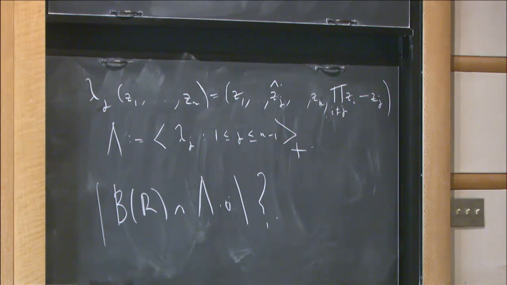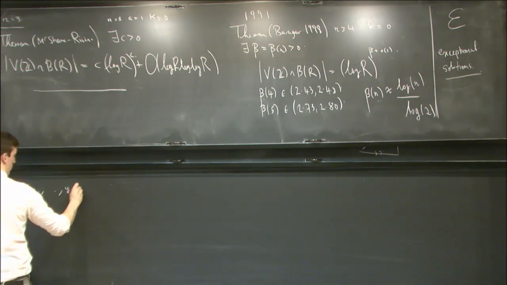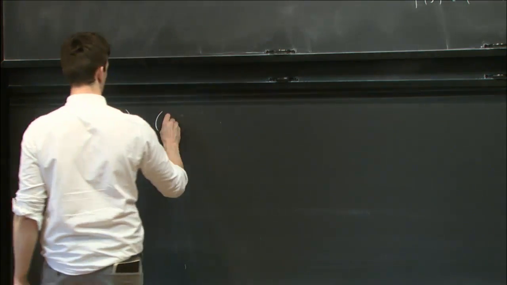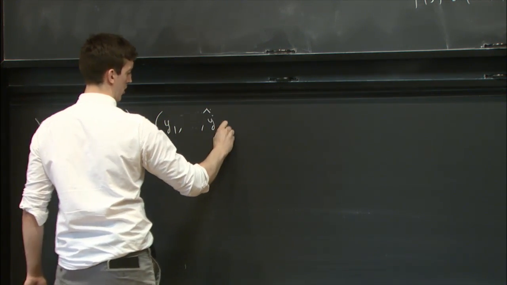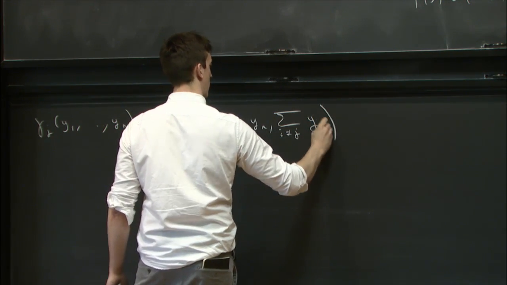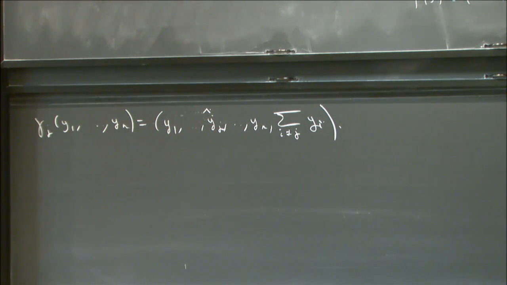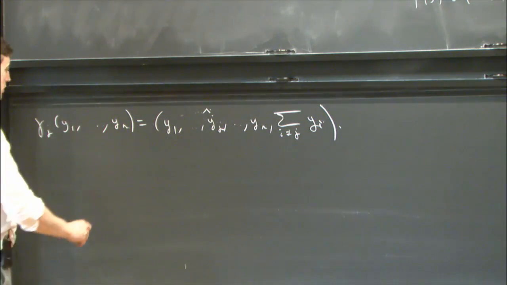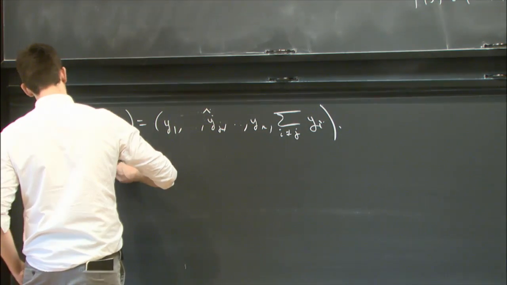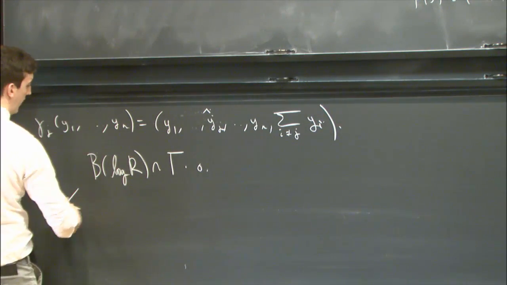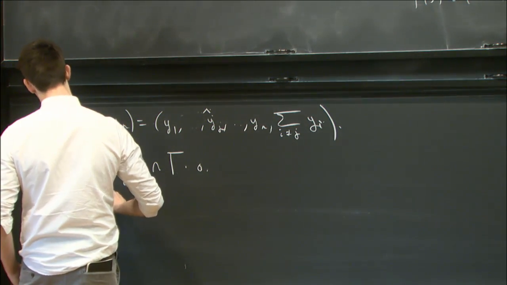So gamma j of y1 through yn, at the level of logarithms, you drop the jth one, and what comes at the end is the sum over i not equal to j of y. For this to hold, you want epsilon to be on the scale of alpha z to the minus 2. And so what have we reduced to? There's a further reduction. The question is, what's the size of a ball of radius log r intersected with the orbit of some point O under gamma, where gamma is the free linear semigroup generated by the gamma j?